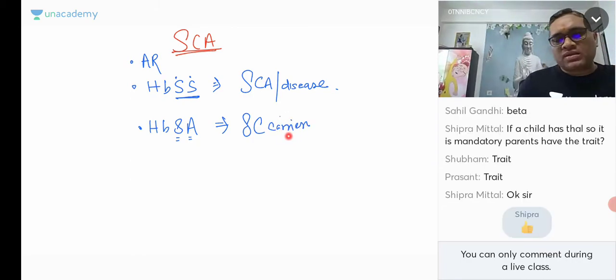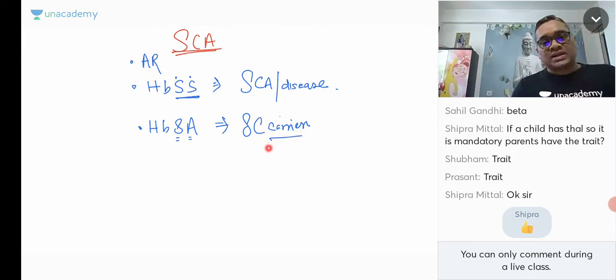If there is a uniparental trisomy, then they will be having one affected parent and one carrier parent. I think I have taught all these things in genetics also. If you have not seen that lecture, please go and see that. Genetics is very beautiful. You'll understand many concepts. So sickle cell carrier or sickle cell trait.